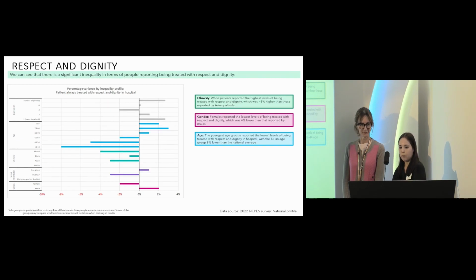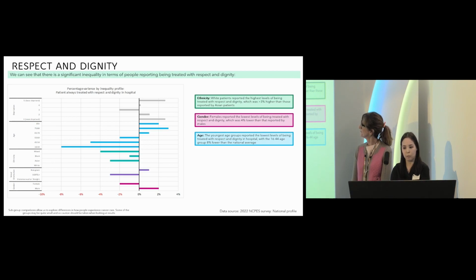Finally, we have a question about respect and dignity, and this is whether the patient was always treated with respect and dignity whilst they were in hospital. And we can see here that, again, age was a significant factor, the youngest age groups reporting the lowest levels, and also gender. So females reported the lowest levels of being treated with respect and dignity, and that was 4% lower than what was reported by males. So I will hand you back now to Susan.